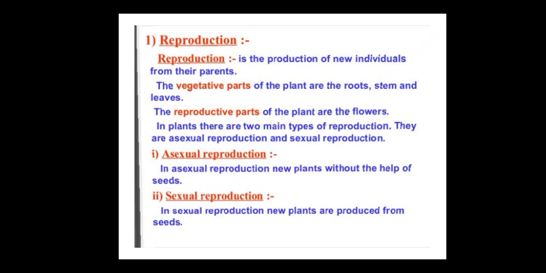So in this we learned what reproduction is. When we get a new individual from their parents, it is called reproduction. And how many types of reproduction are there? There are two types: one is sexual and the second is asexual. In asexual reproduction, a new plant is produced without the help of seed, and in sexual reproduction, a new plant is produced with the help of seed.